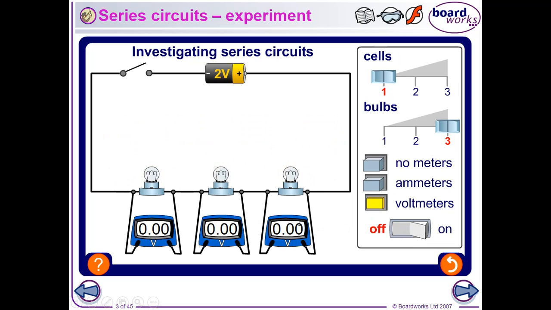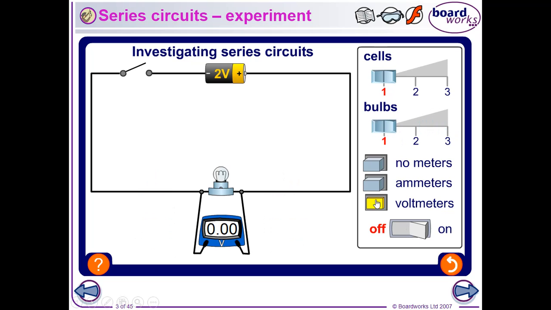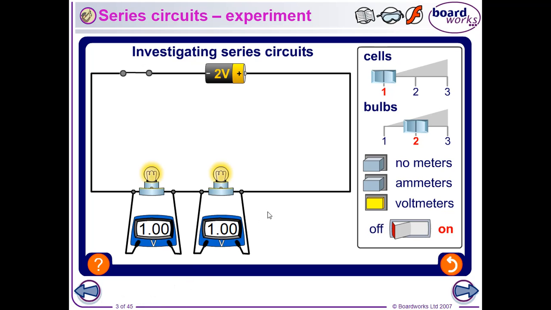What happens if I look at potential difference or volts? Here I've got 2 volts, and so I've got 2 volts being given to the current, 2 volts being given away from the current by the bulb. Here I have 2 bulbs, so 2 volts being given to the current, and in the series circuit these bulbs are going to share the voltage, so they're going to give out 1 volt each.